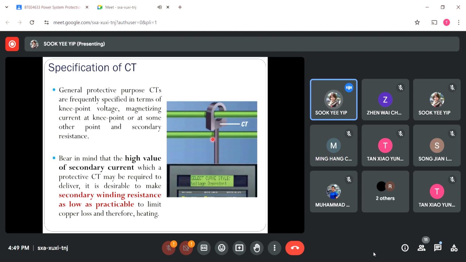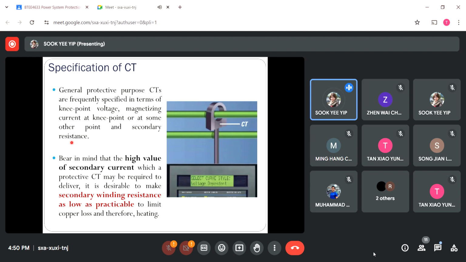So in such a case, the specifications of the current transformer are usually given in terms of knee point voltage. It will tell you what is the maximum voltage that can be induced at the secondary side, as well as what is the magnetizing current at the knee point or at any other point. All right, so you will know it doesn't cause wrong operation, as well as the secondary resistance. Right, we know that due to the internal winding turns here, if you have this resistance value, we have to consider this internal winding resistance as part of the burden as well.